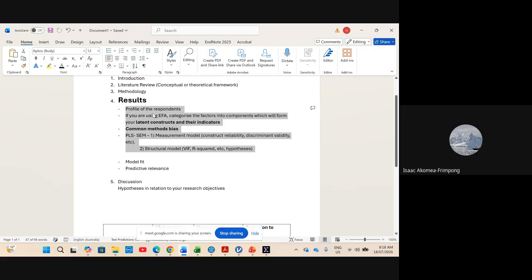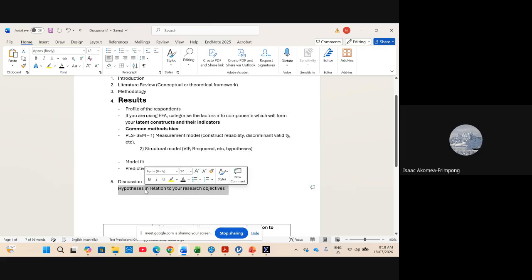Don't repeat the profile of the respondents, the EFA that you conducted, the common method bias measurement. They are not needed. Once again, I want to repeat this: they are not needed in the discussion part. Don't repeat them. You are right, because I've seen students, even in theses, try to repeat things like the educational level of participants and discuss them. They are not needed in discussions.